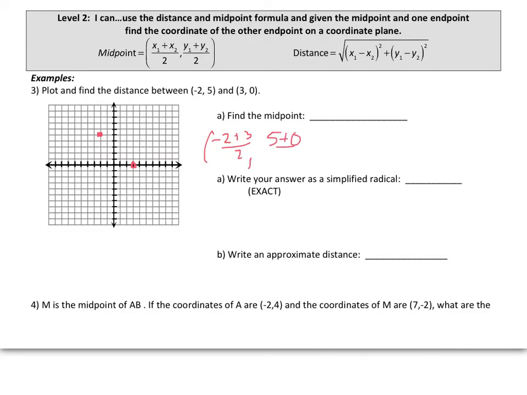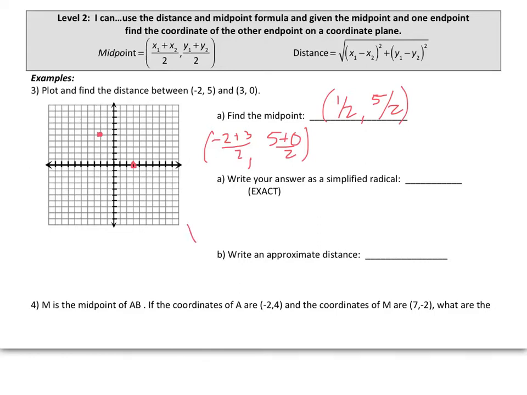Now, a midpoint is a point, it's a coordinate, so it's going to be an x comma y. So we get 1/2 for our x, and we get 5/2 for our y. I'd prefer to see you just leave it as fractions. It's either going to be a whole number or something over 2. So there we go.